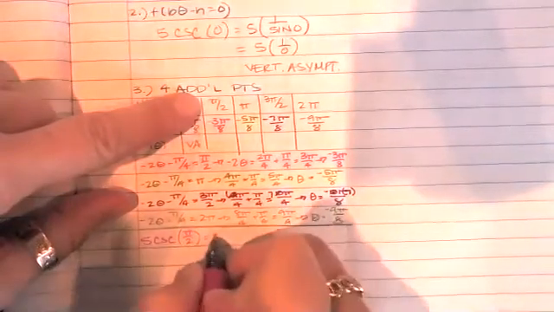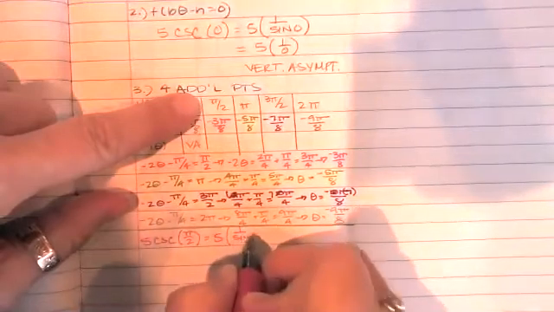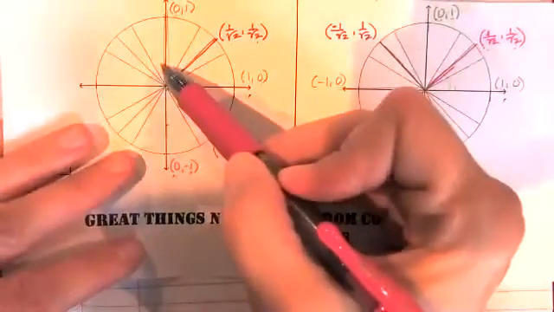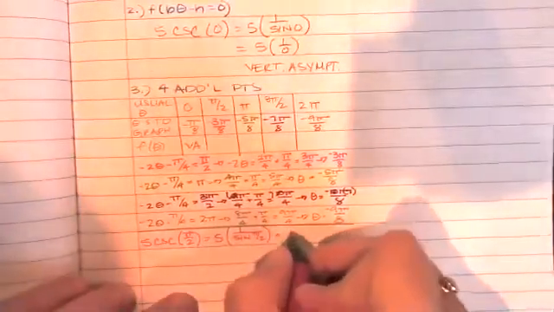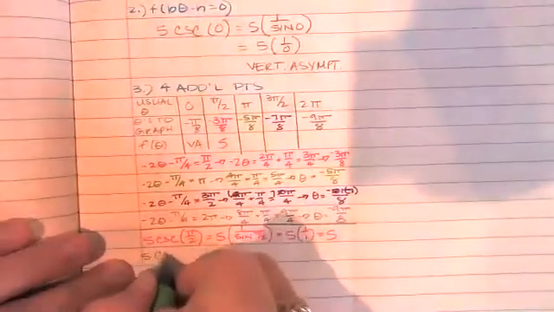So that's going to be 5. The cosecant is 1 over the sine of pi over 2. And remember, from our unit circle, the sine of this angle, pi over 2, is going to be 1. So we have 5 times 1. So that gets us a 5 here.